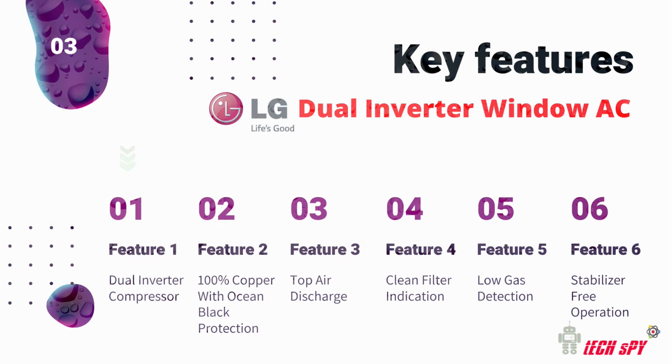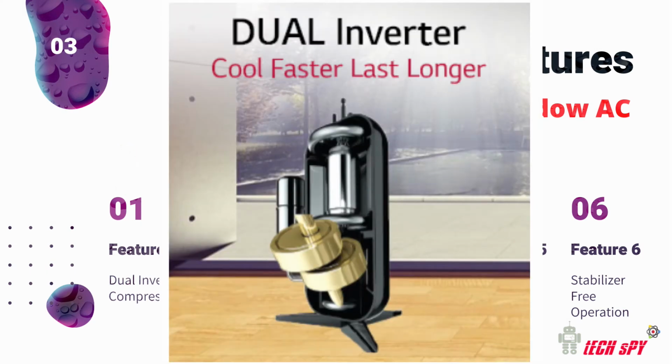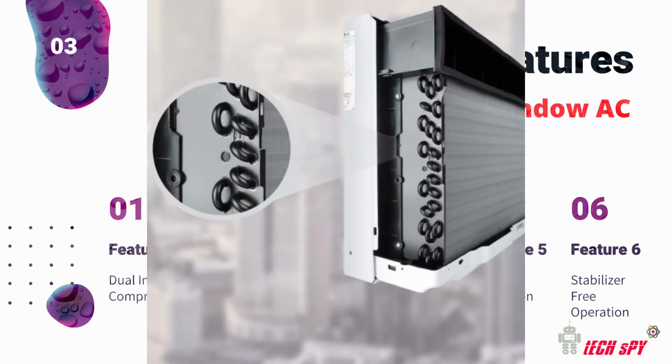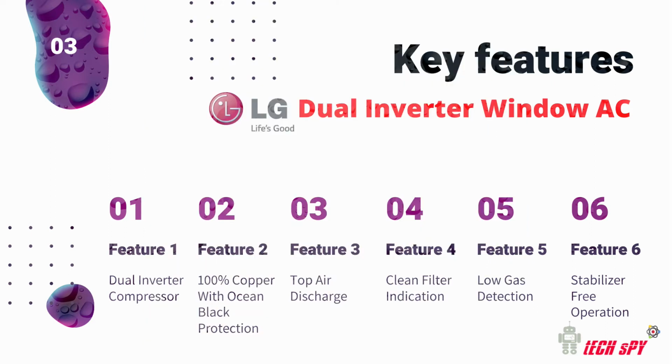Feature 1 is the dual inverter compressor. Feature number 2 is 100% copper with Ocean Black protection. There is a coating on the copper coils of the condenser which protects the tubes from corrosion and salt, hence increasing its durability and cooling efficiency.